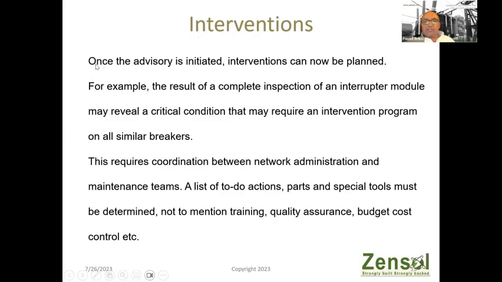So the interventions: once the advisory is initiated, interventions can now be planned. For example, the result of a complete inspection of an interrupter module may reveal a critical condition that may require an intervention program on all similar breakers. This requires coordination between network administration and maintenance teams. A list of to-do actions, parts, and special tools must be determined, not to mention training, quality assurance, budget, cost control, etc.